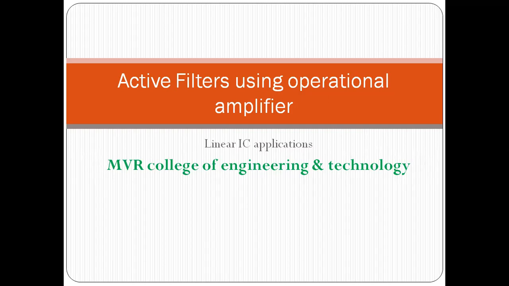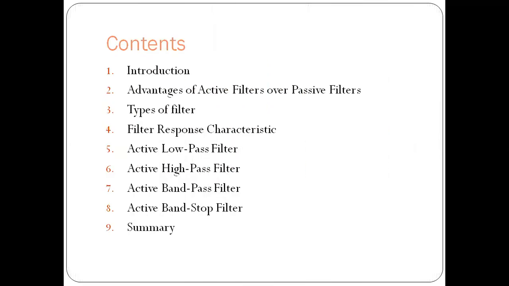Filters may be of two types: analog filters as well as digital filters. Here in this chapter, we are going to discuss only the analog filters. In this, we are going to discuss what the different types of filters are, what the advantages of active filters over passive filters are, the types of active filters, and the characteristics of those filters.